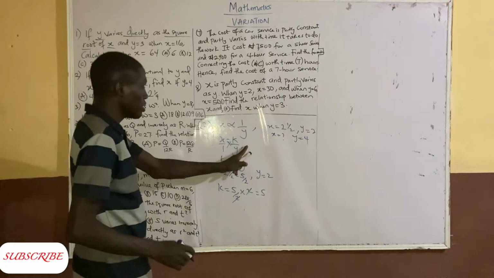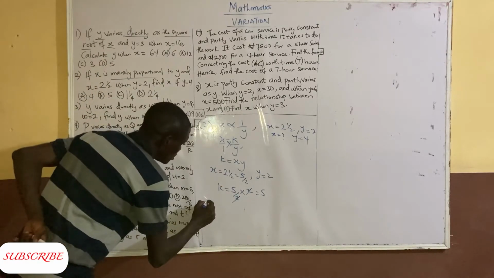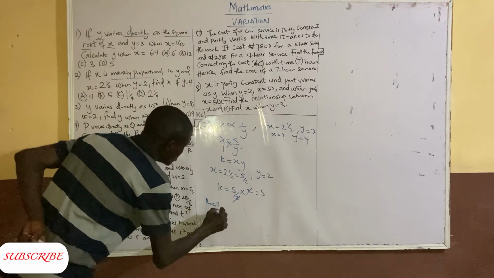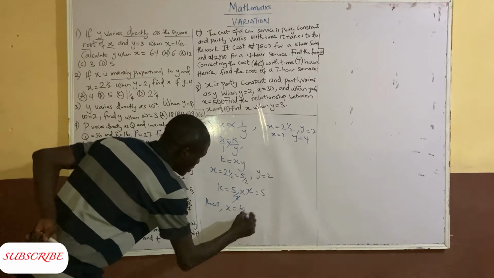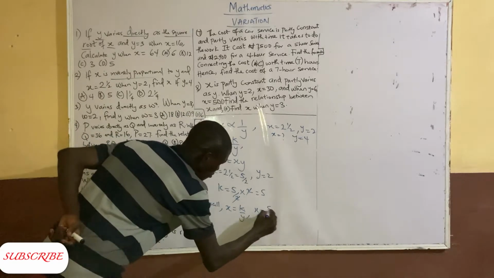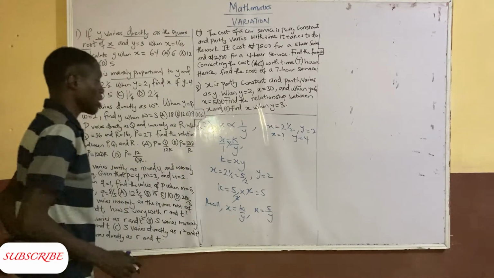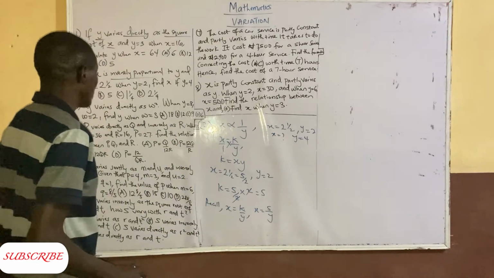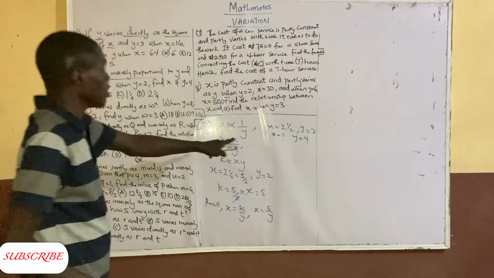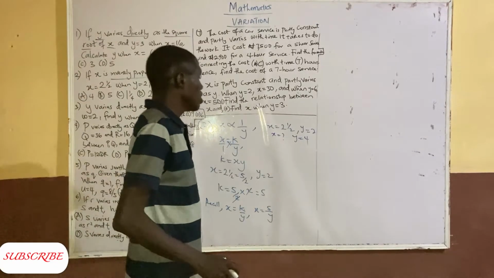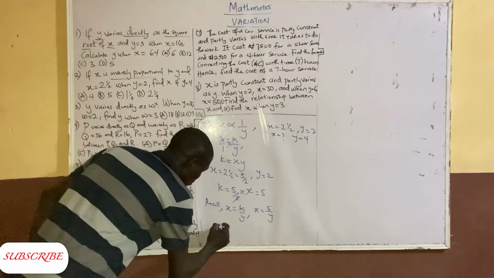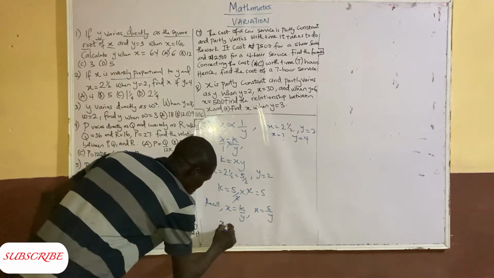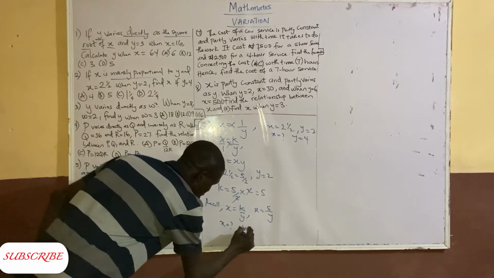So we now go back to this relationship which says x equal to k over y. Meaning that x is equal to 5 over y, because our k is 5. Now we are asked to calculate x when y is equal to 4. So what is the value of x when y is equal to 4?